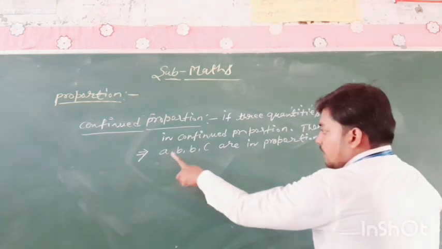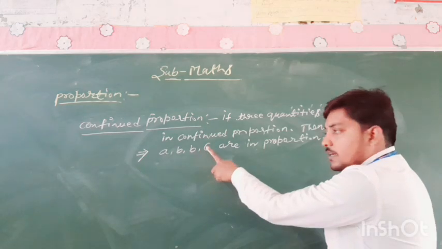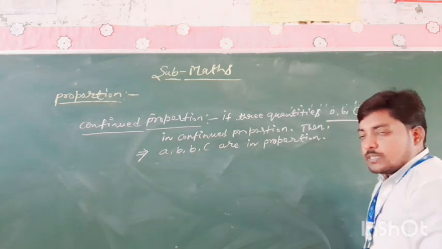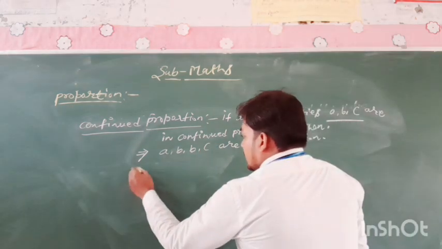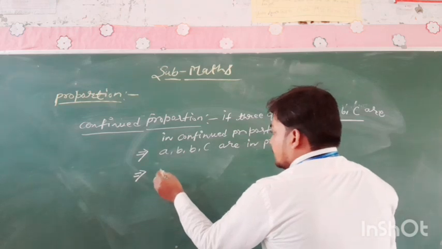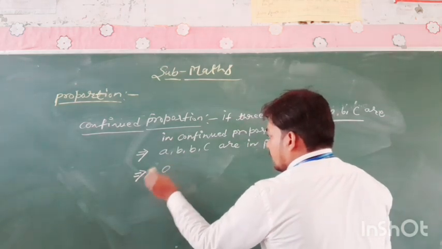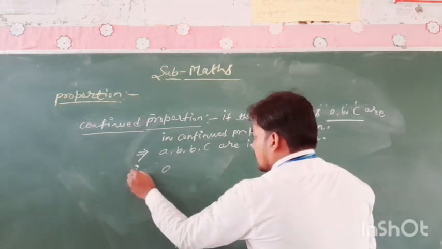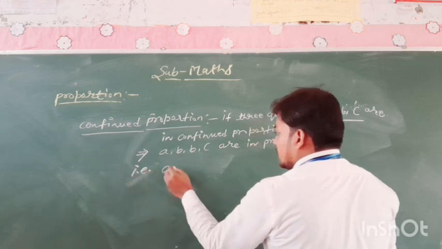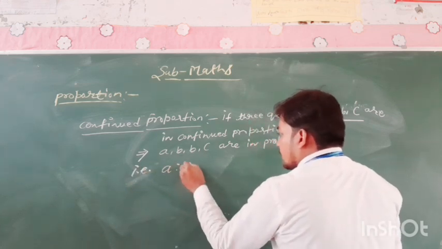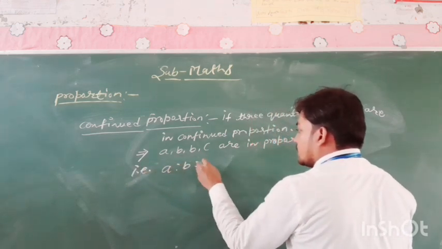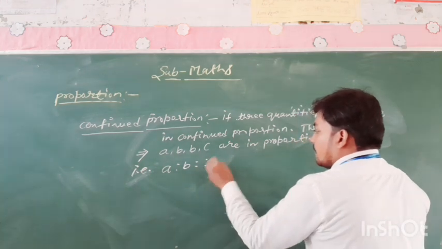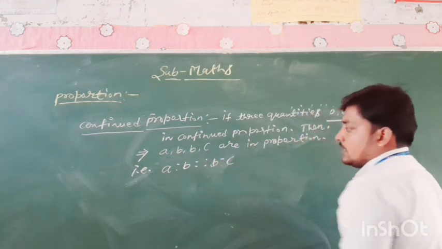If A, B, C are in proportion, then this implies that we have to write A ratio B are in proportion to B ratio C.